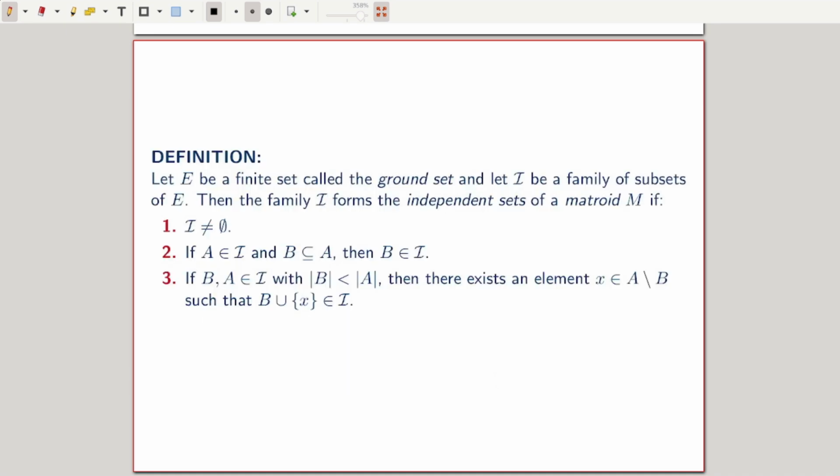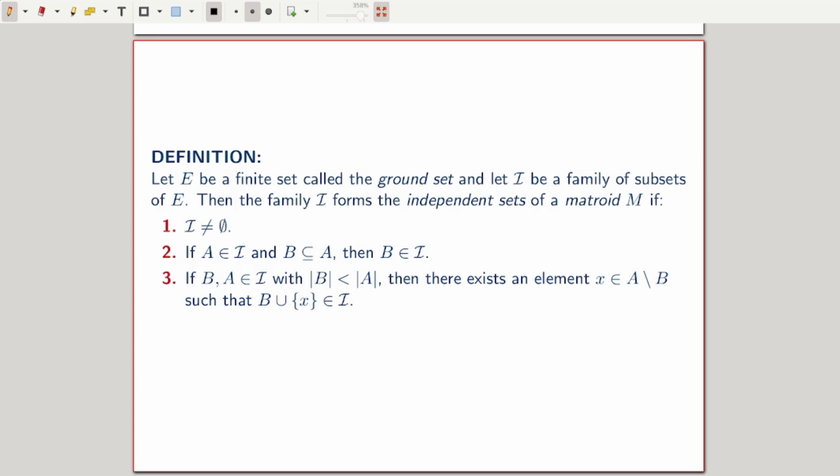The classical definition of a matroid goes as follows. Let E be a finite set called the ground set, and let I be a family of subsets of E. Then the family I forms the independent sets of a matroid M if I is not empty; if some set A is in I, and another set B is a subset of A, then B is also an element of I; and if B and A are elements of I, with the cardinality of B being smaller than that of A, then there is some element x within their difference, such that B union x is in I. As such, the pair (E, I) makes a matroid.